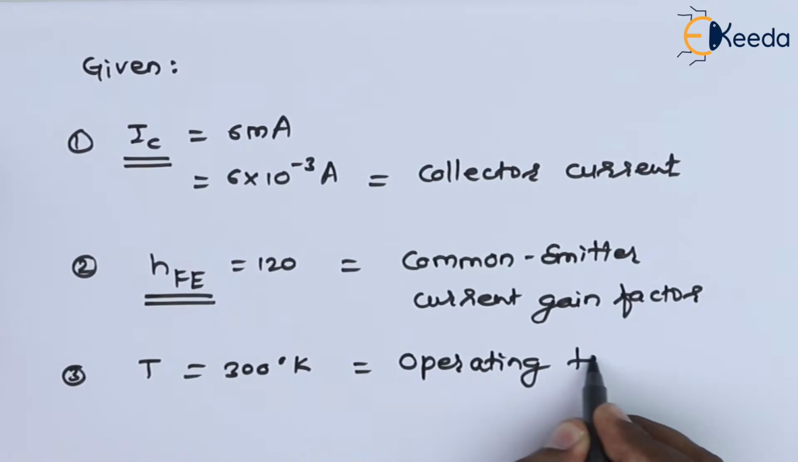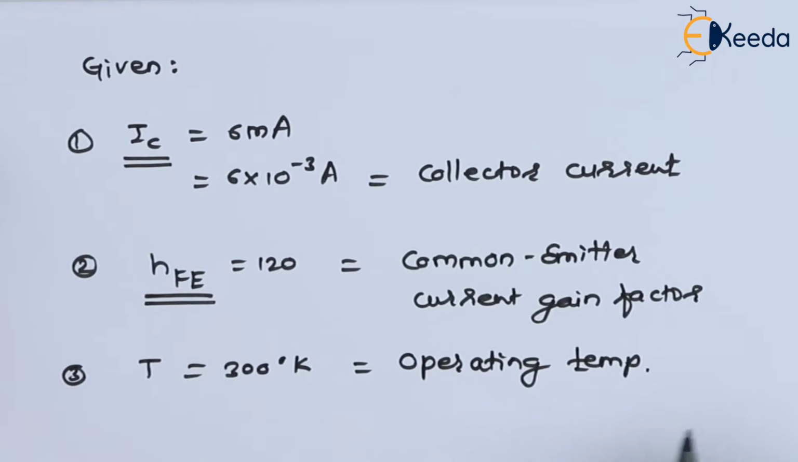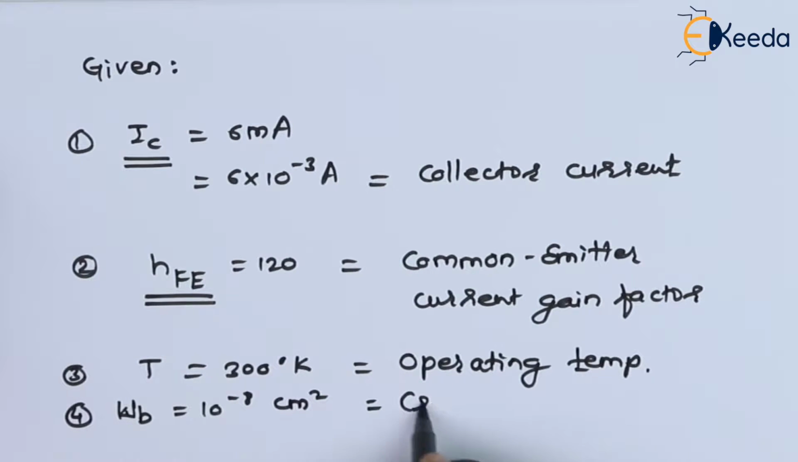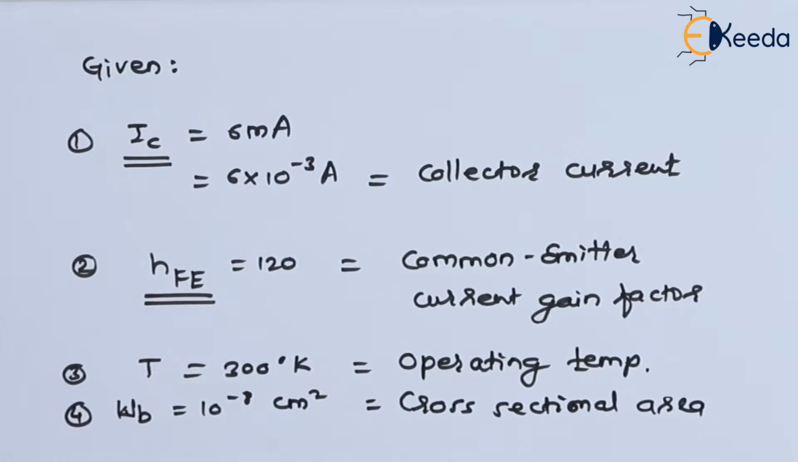So I mention here operating temperature, whereas the last value is provided to us as per the problem statement that has been represented as capital W suffix B with the value 10 raised to power minus 8 centimeter square. So this is nothing but the cross sectional area. So these are the given parameters. We have identified them. Now we get back to the problem statement.